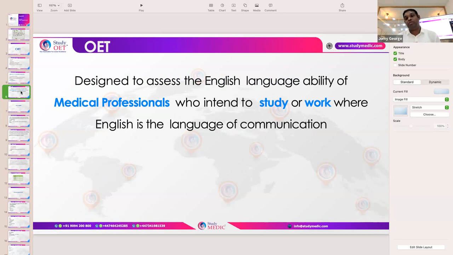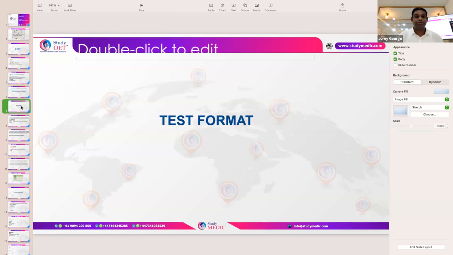Some healthcare universities, for example UK City University, allow healthcare professionals who want to continue their studies, or go for any kind of sandwich courses in healthcare, to submit OET as an English language proficiency report, but that's minimal. It's mainly for work, that means registration.